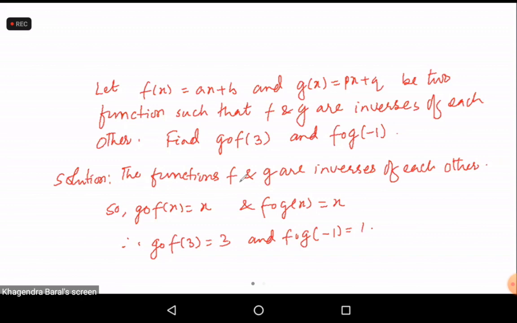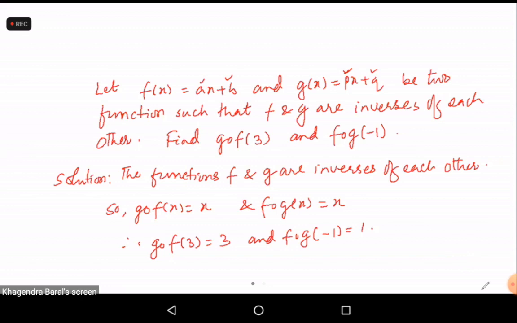Since these two functions are inverses of each other, we get g naught f of x is equal to x and f naught g of x is also equal to x. In this way, we can find the images without finding the values of a, b, p, and q. Simply we know that f of x and g of x are inverses of each other, so their composite function is an identity function.